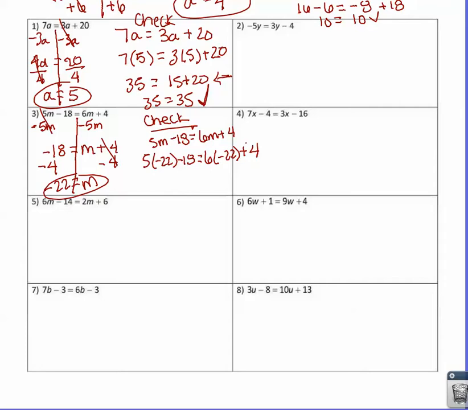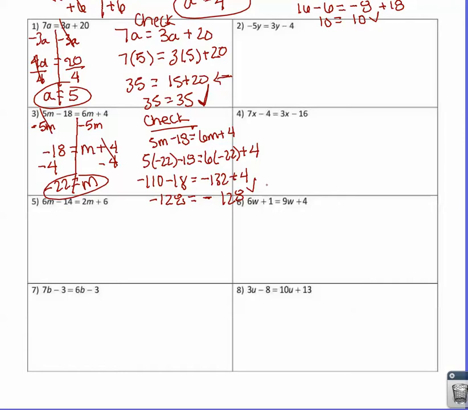So when you go to solve this, you get 5 times negative 22 is negative 110, minus 18. 6 times negative 22 is going to give you negative 132 plus 4. And then negative 110 minus 18, you have same signs, so you add to get negative 128. And negative 132 plus 4, they're different signs, so you subtract. Take the sign of the larger number, so you get negative 128. So you know that you got the correct answer.